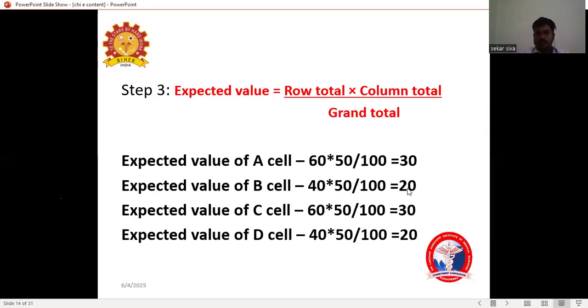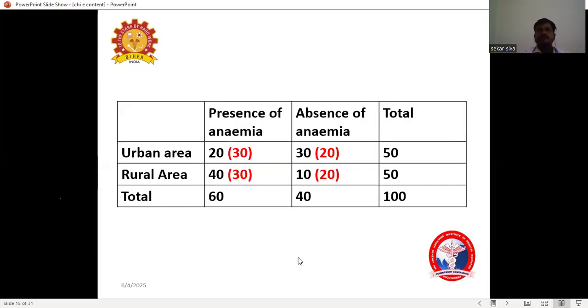For B cell it is 20. For C cell it is 30. Again the D cell it is 20. Okay, this is how we have to make an expected value from the observed values. Okay, the given values 20, 40, 60, 30, 10, 40, 50, 50, 100 are the observed values. The red color marks are the expected values from the observed values. Okay, this is for A, this is B, C, and D.